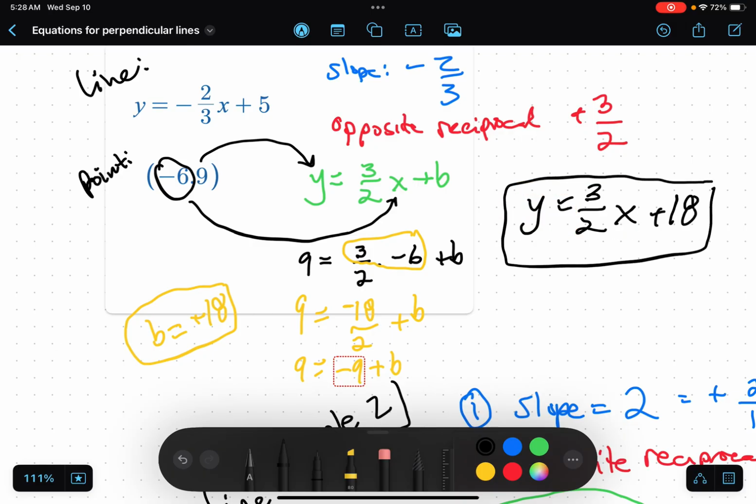So make sure you have those two examples solved in your notebook and you have some really clear steps so that we can practice this one in class.